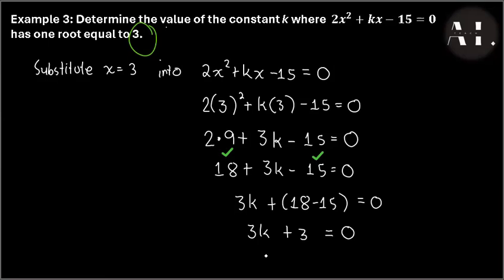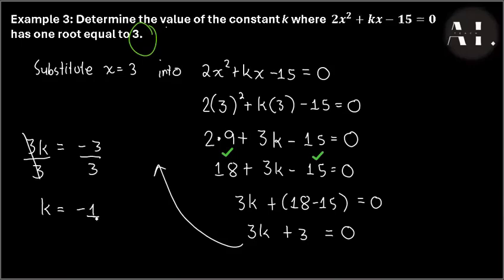Add -3 on both sides. We'll have the equation 3k is equal to -3. Finally, divide both sides by 3, and that leads to our value of k, which is -1.